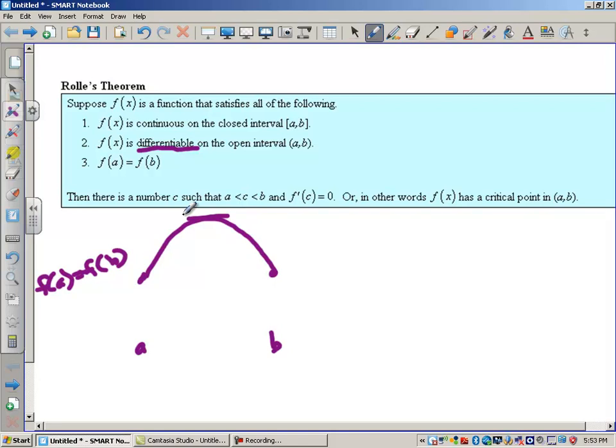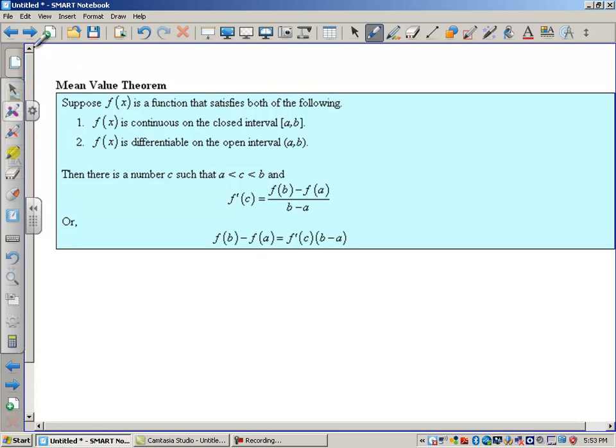Not real shocking. It's pretty self-explanatory, and the only reason this is really important is Rolle's theorem is used to prove the mean value theorem, but other than that, it's pretty much a common sense theorem. Now let's take a look at the second one, which is used much more often. It has a lot more to say.